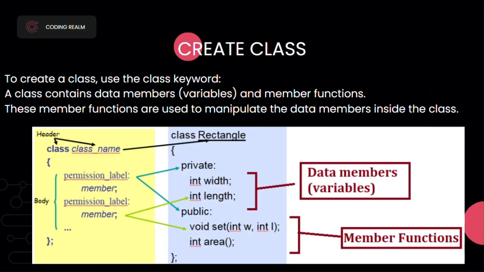Now, how to create a class? To create a class, we need to use the class keyword. Like here, I use class. This is the keyword for declaration of a class. A class contains data members, like variables, and member functions. These member functions are used to manipulate the data members inside the class. This is the declaration of a class.